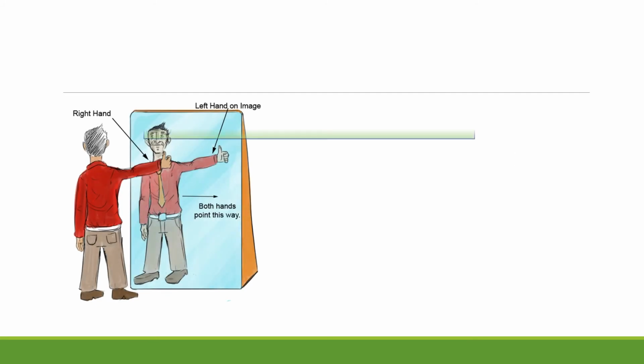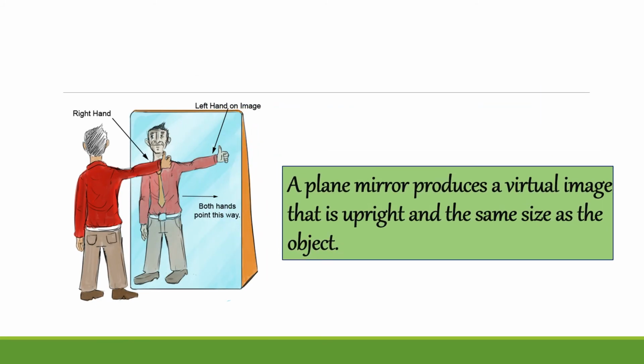A plane mirror produces a virtual image that is upright and the same size as the object. But the image is not quite the same as the object. The left and the right of the image are reversed. For example, when you look in a mirror, your right hand appears to be a left hand in the image.